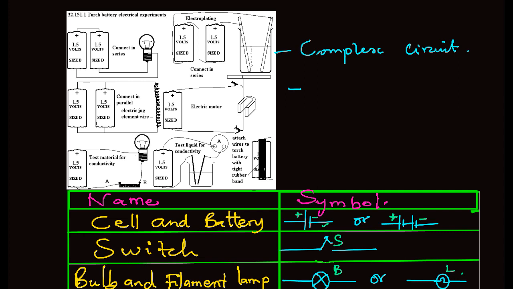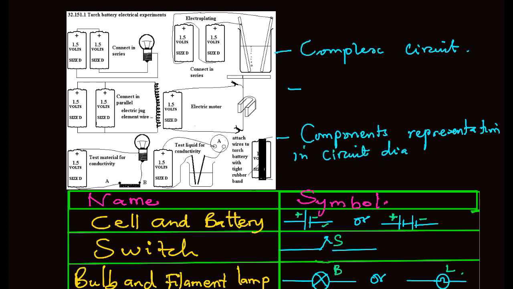So let us now look at electrical component representation in circuit diagrams. It is important to note that circuit diagrams are simply diagrams that are used to represent electrical components in drawings.